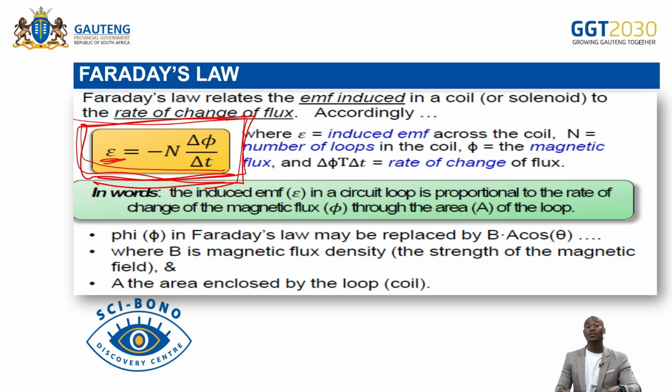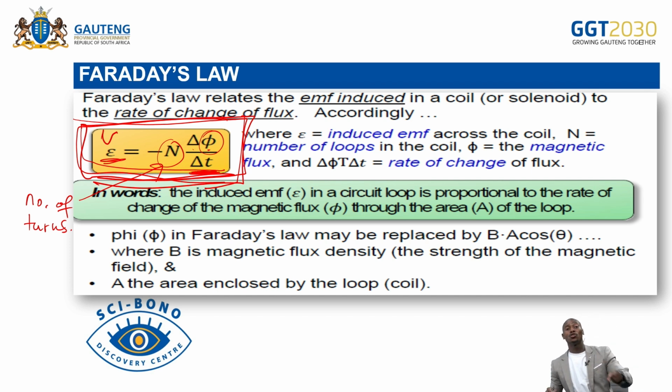E is the induced EMF, which is measured in volts, and N is the number of turns, without the SI unit. Phi is the magnetic flux, but since we have a delta phi, that is the change in magnetic flux, and change in t is the change in time. So the induced EMF can be calculated using this equation.